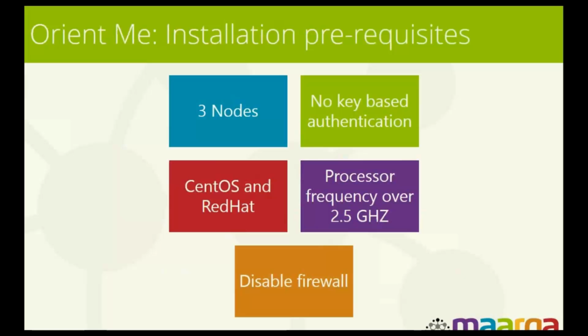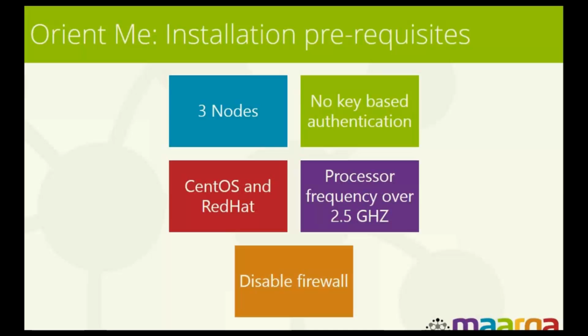So when we look at the way that we would deploy this particular product, there are 5 critical installation prerequisites that we see here. As we spoke about, it requires 3 nodes to deploy, and when you pick a server for Orient Me, you have to make sure that it does not have any key-based authentication like you would get with AWS or SoftLayer or any other cloud provider. So we need to make sure of that. Even if it is going to be key-based, we can perform certain configurations to change it back to password-based authentication and so on.